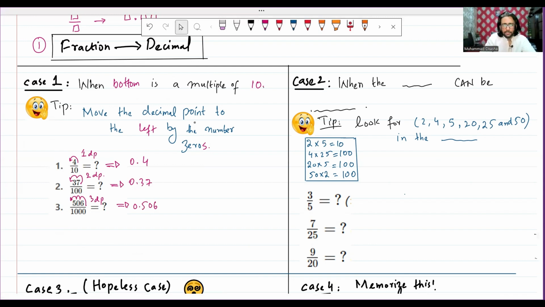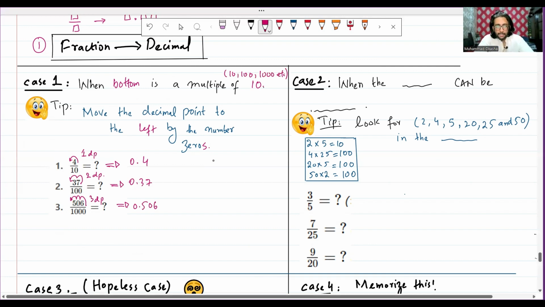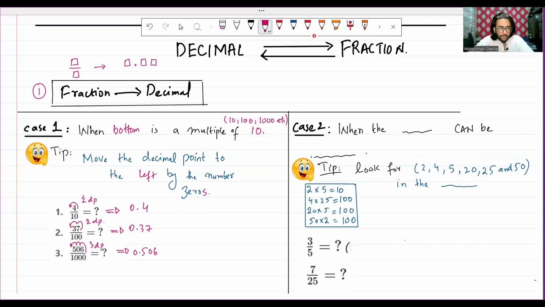I think we just talked about this. A multiple of 10 would be anything that is a 10 or 100 or 1,000, etc. Okay. Next, case number 2. When the bottom is not as simple as a multiple of 10, but it's something that can be made into a multiple of 10.